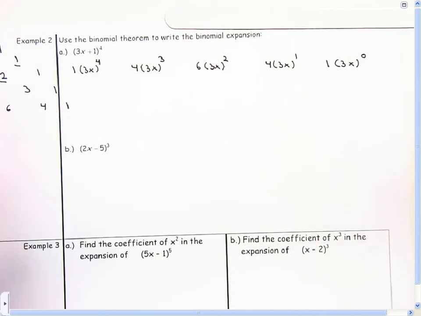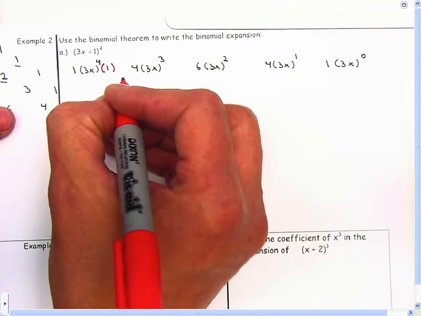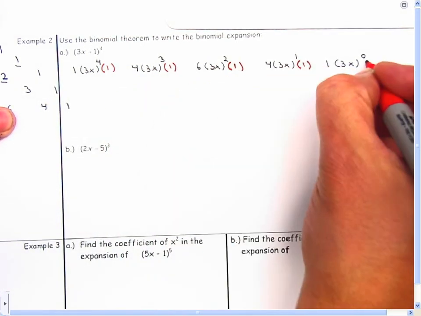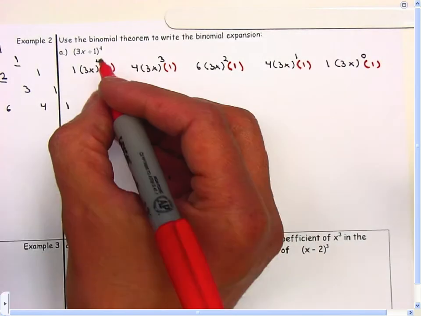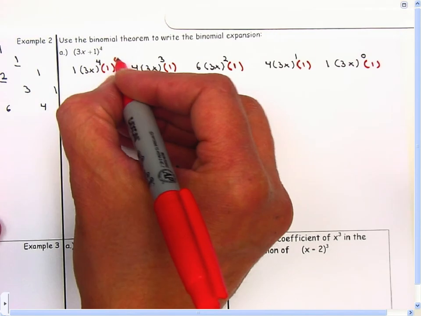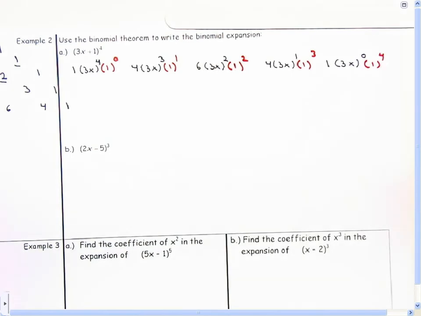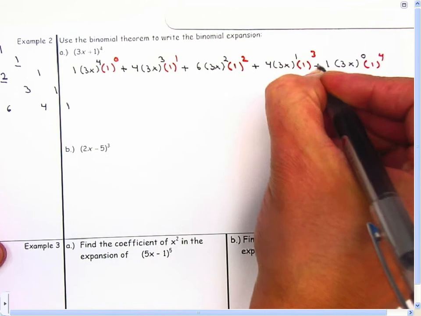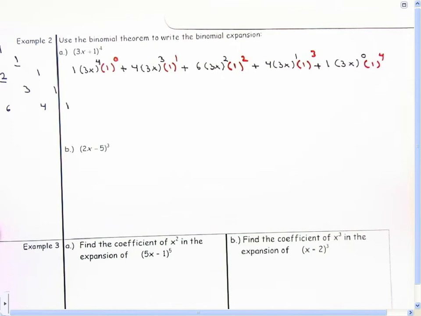The value of B will be positive 1, so we really don't need the plus right now. B is just 1, 1, 1, 1, 1. And the exponents from 4 to 0, now from 0, 1, 2, 3 to 4. And let's not forget the plus in between each one of them. Now that we have set up the binomial theorem, we can just simplify.